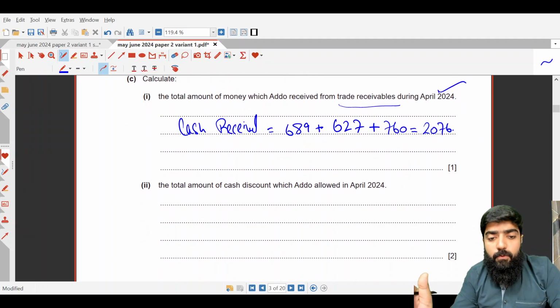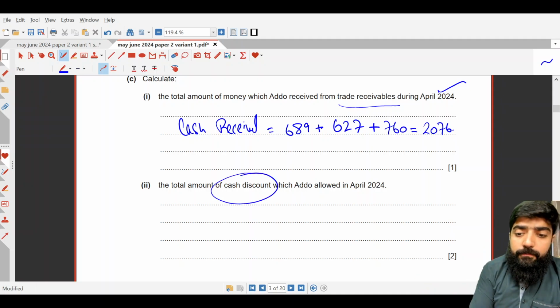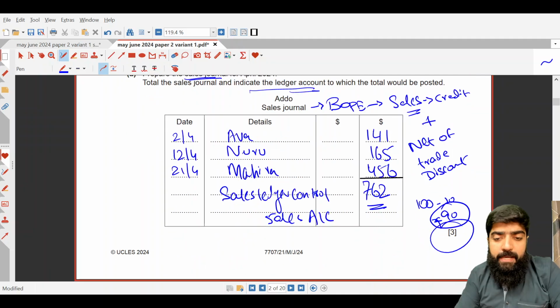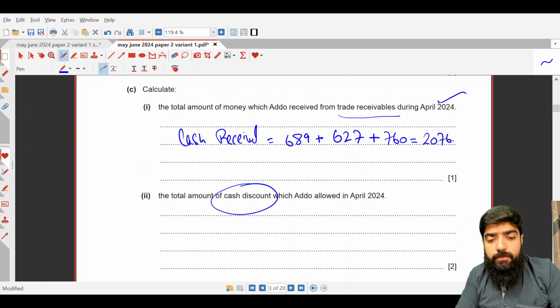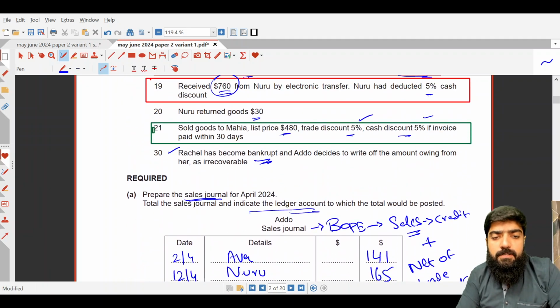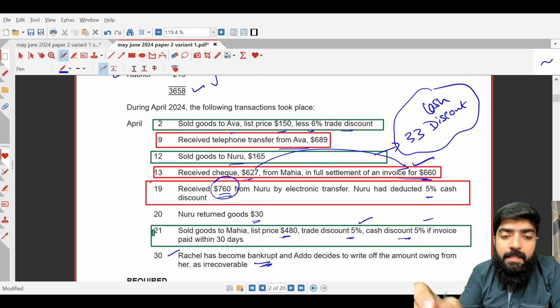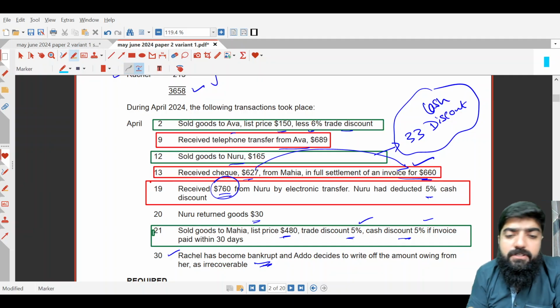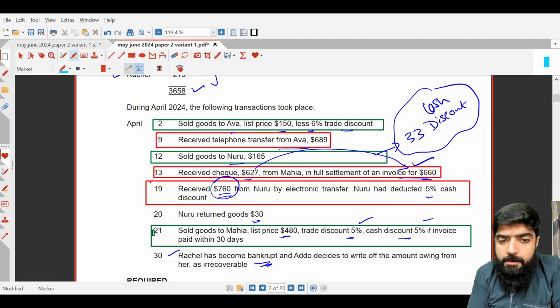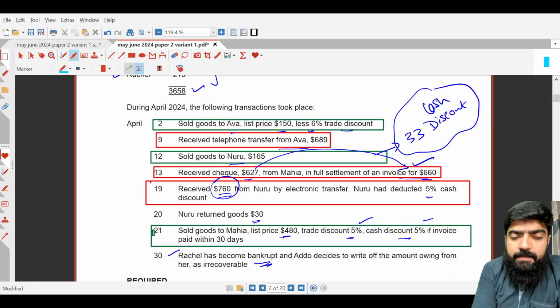Okay. Now the next requirement is the total amount of cash discount which we have allowed to the customers. Okay. In the first transaction, is there any cash discount? No, sir, it's only trade discount. Is there any cash discount in the 9th April transaction? No.